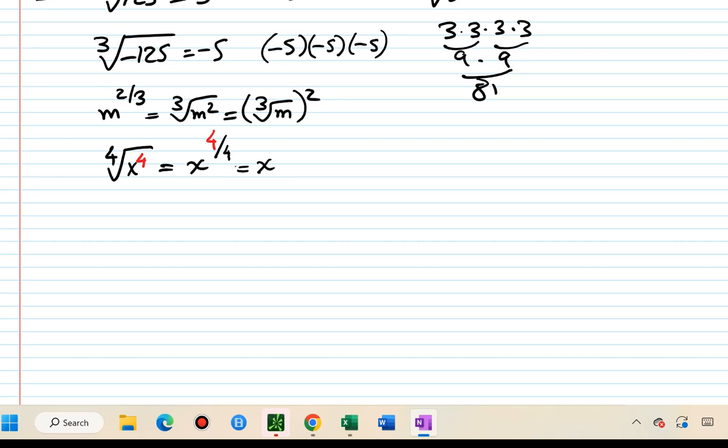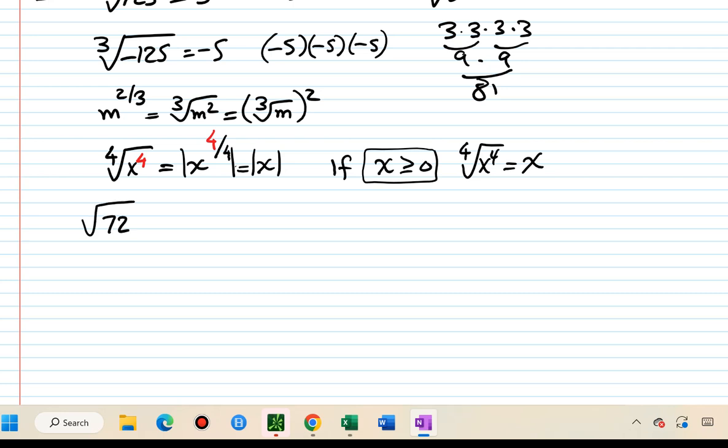Now, because x again could be negative with even indices, we want positive roots. We do need absolute value here. That way, again, we are guaranteed the answer is positive. Now, if we are told, which we will be later on in the book, that x is positive, then the 4th root of x to the 4th is simply x, because x cannot be negative. There's no way that would be negative if this is a given. If it's not given, then we have to account for negative. All right, and we have that one.